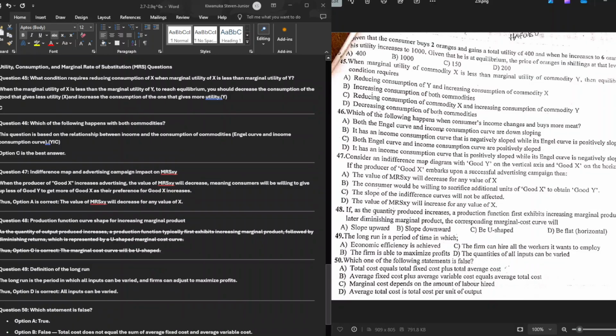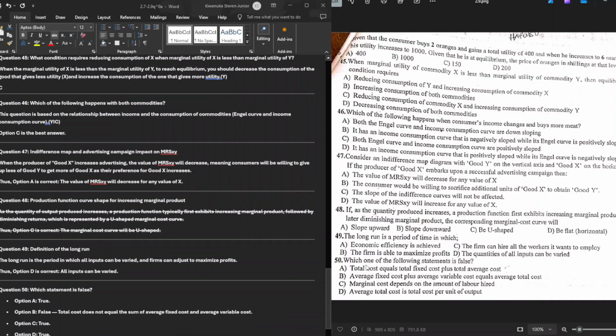That is B. And then lastly, which of the following statements is false? Total cost equals total fixed cost plus average cost. True. Average fixed cost plus average variable cost equals average total cost. No, this is false. Why?